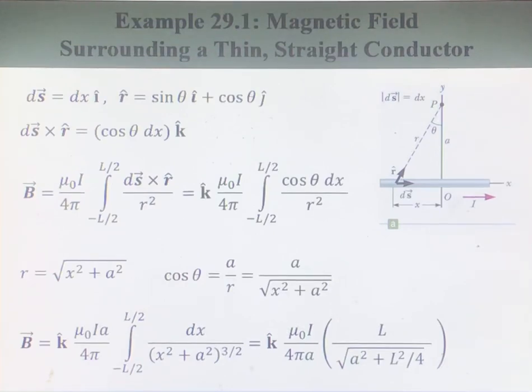So we can see that at this point P, the magnetic field is pointing out of the paper, which makes sense because if you use the right-hand rule, if the current is pointing in the i direction, and you curl your fingers around the current, you're going to notice that your fingers will be pointing out. So the magnetic field at that point should be pointing out of the paper.